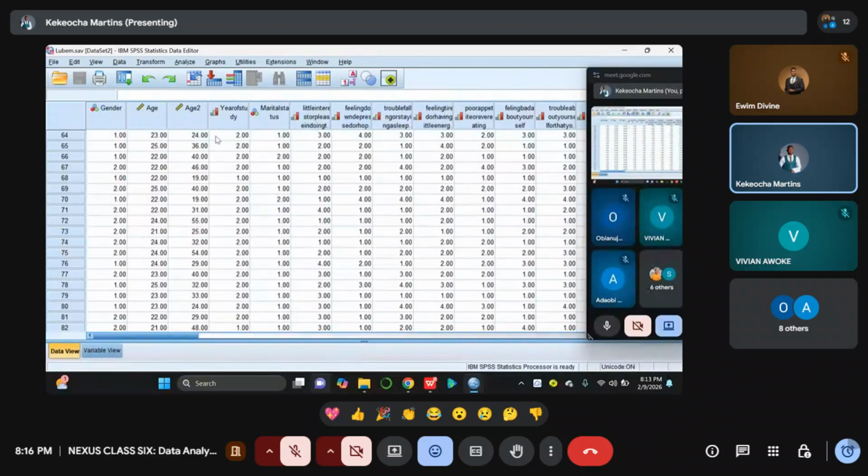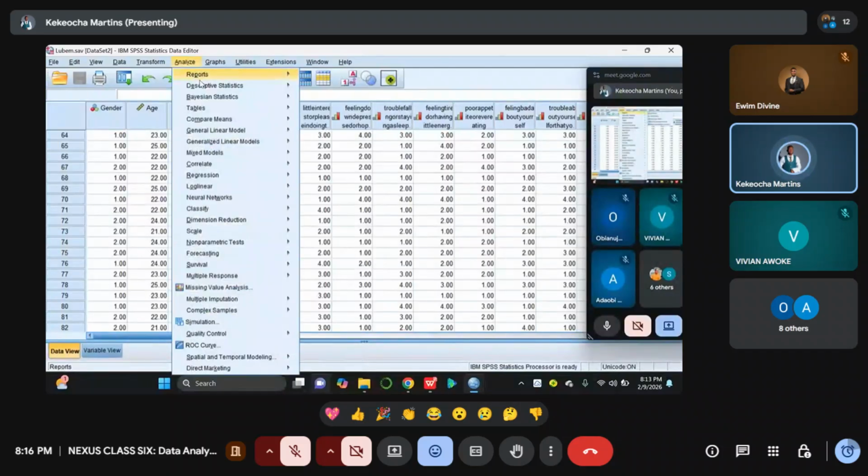Those are among the things we did on Saturday. So under descriptive statistics, for example, we want to check the descriptive statistics for the ages of these participants. So we go over to analyze. Under analyze, it is already written here. You have descriptive statistics. You choose frequency.